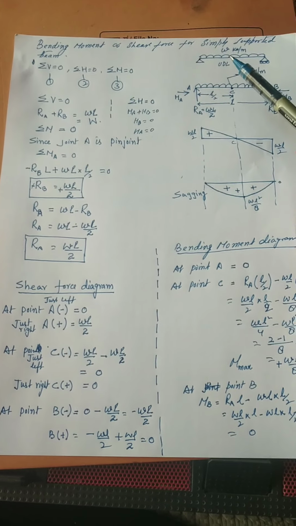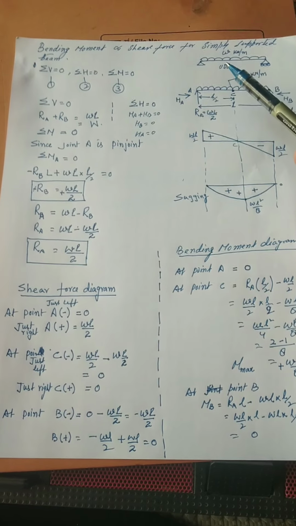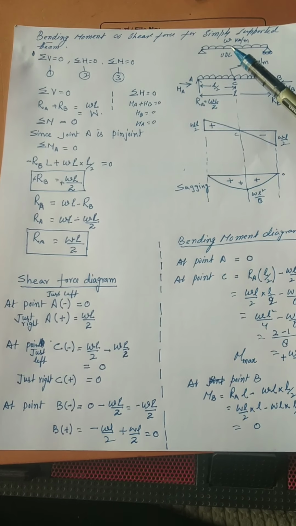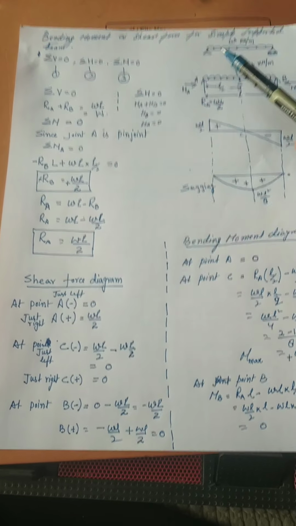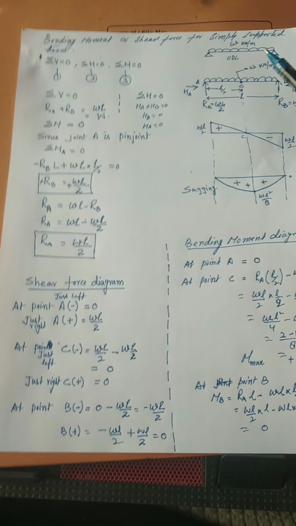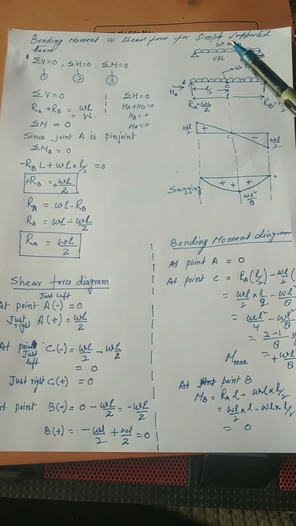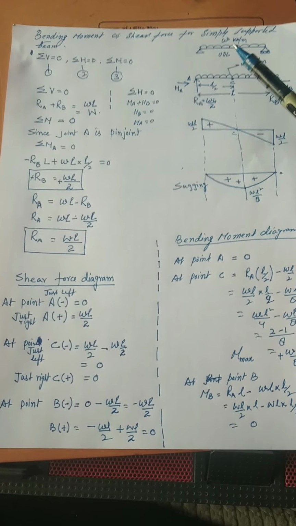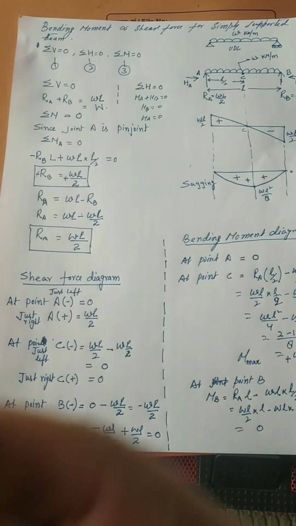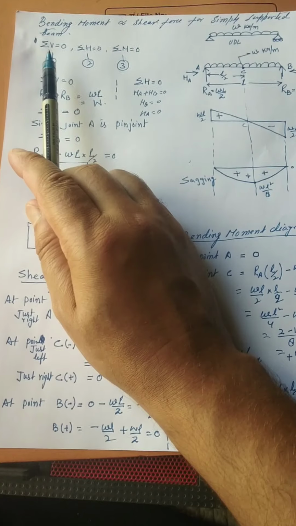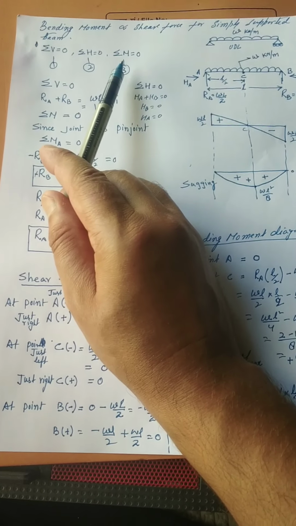So this W we have assumed as a static load, and we are going to analyze this beam for this unit load W. But this is W kilonewton per meter, that is a uniformly distributed load over a length of L. So to design this beam, we have to first analyze this beam. For that, we will apply the equations of equilibrium: summation V equal to 0, summation H equal to 0, and summation M equal to 0.